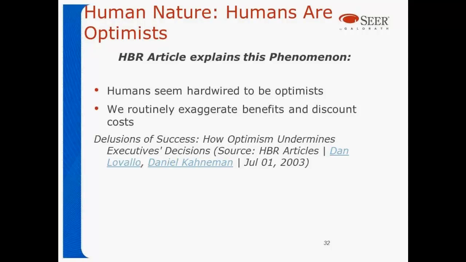Part of the problem is humans are optimists. It's not that we don't try to do a good job. It's not that we're being dishonest. It's that we think we're going to get it right this time. There's a wonderful article from the Harvard Business Review that explains this phenomenon. We're all wired to be optimists. So as technical people, as program managers, we think we're really going to get it right this time. Next slide.